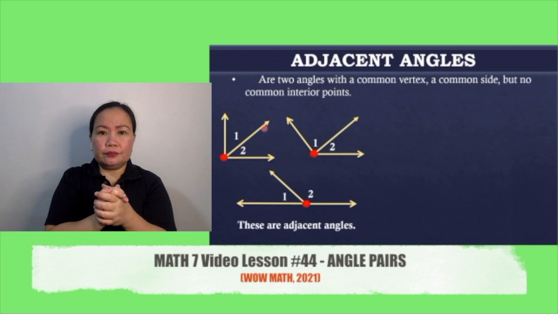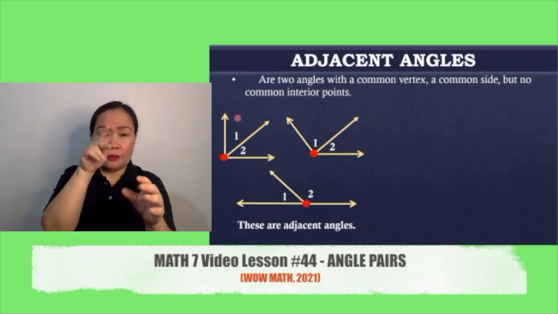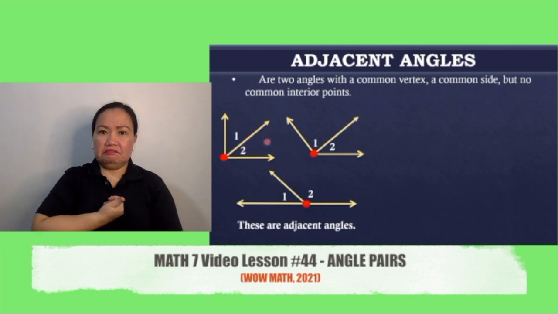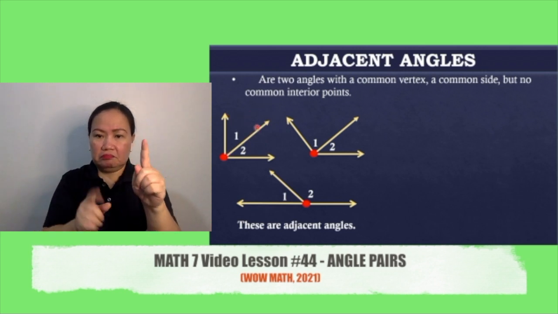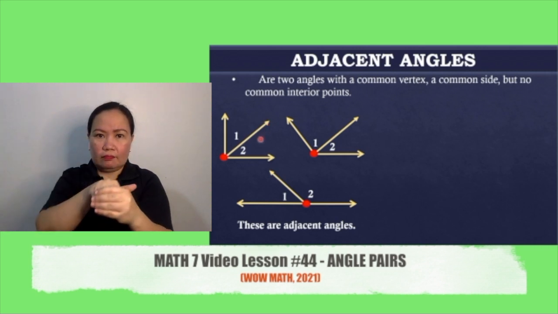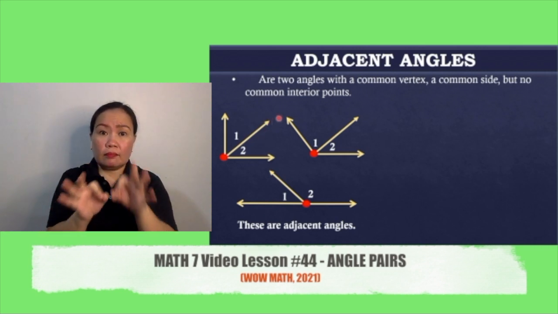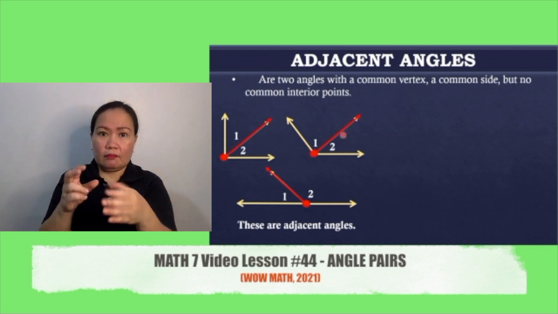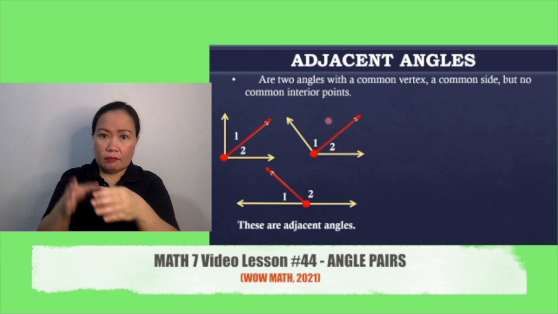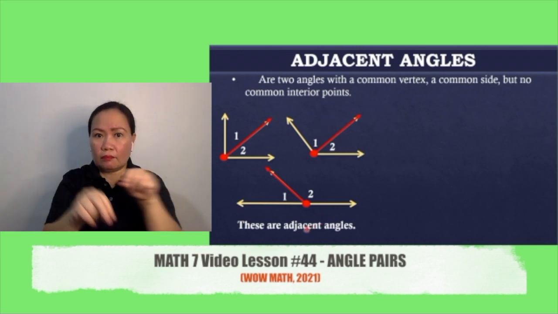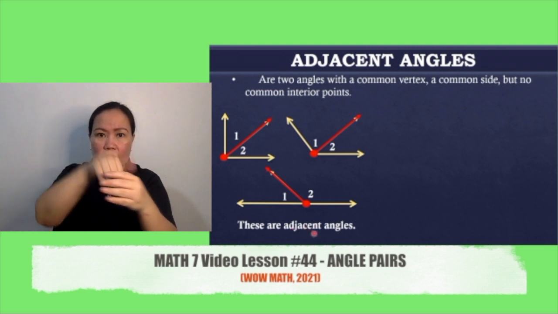So, when we say interior points, these are the interior points of angle 1. These are the interior points of angle 2. So, as you can see, each has its own interior points. Okay, this is your angle 1, this is your angle 2. So, they do not share interior points. Okay, so in order to say that they are adjacent angles, they must have a common vertex, a common side, but no common interior points. So, that's the time that we can consider the two angles as adjacent angles.